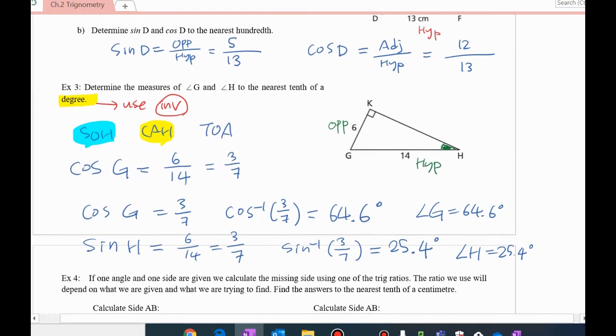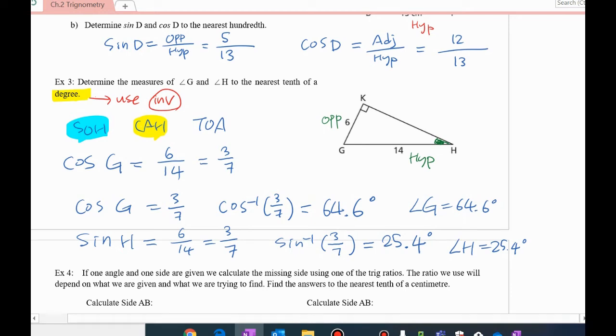Alright, so do you guys notice something? We found that cosine G and sine H have the same ratio, which is 3 over 7. So using inverse cosine, you will be able to find G, and using inverse sine, you will be able to find the angle measure H. This is how you use inverse sine and cosine.